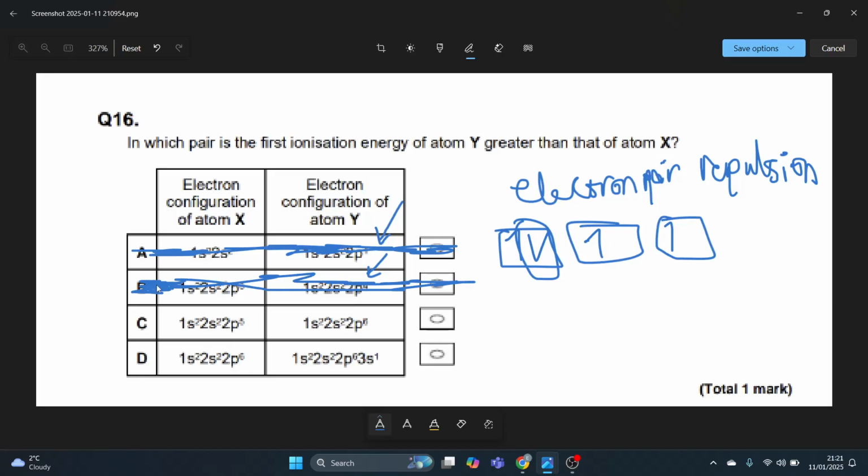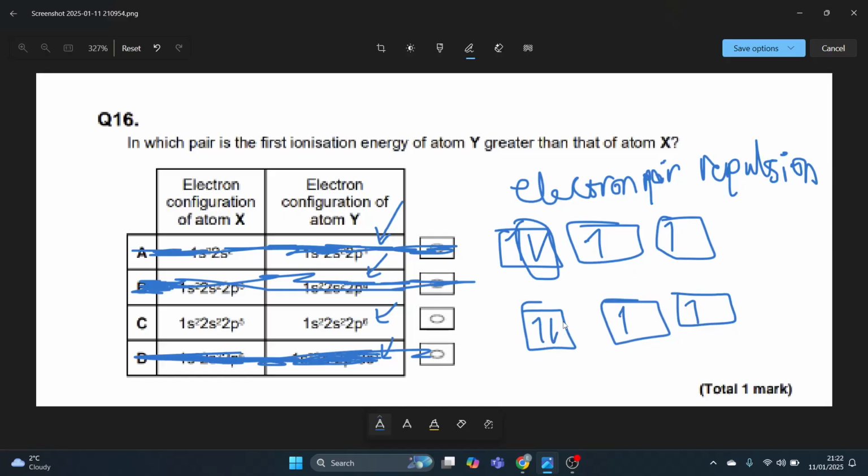If I look at C and D, what is the difference? Well, in C I've got 1s2, 2s2, 2p5 and 1s2, 2s2, 2p6, whereas in D I've got 1s2, 2s2, 2p6 and 1s2, 2s2, 2p6, 3s1. That's in another orbital. More shielding, higher energy orbital, and therefore it's not going to have a greater first ionization energy. Therefore the answer is C, and it makes sense. That's got a full orbital, 2p6, and if we look at this, 1, 2, 3, 4, 5, it's going to have a full orbital, so the answer is C.